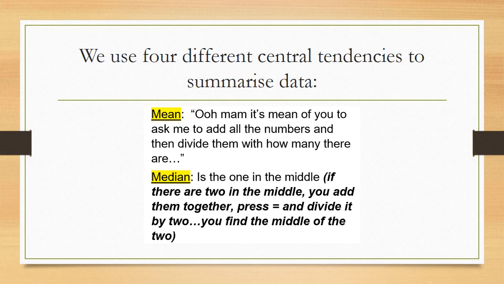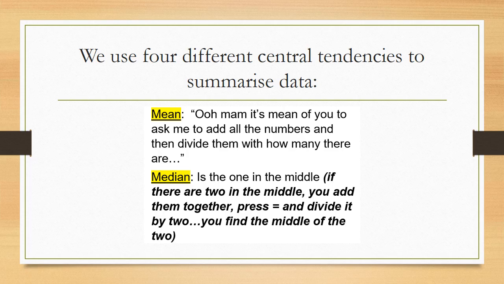Then the median is the one in the middle. Very, very important: you need to always put your data in order from smallest to biggest. The word that we use there is ascending. Place your data in ascending order, from small to big. If an aeroplane takes off, it ascends, and when it goes down, it descends. So going up, small to big. Very important, put your data in order.